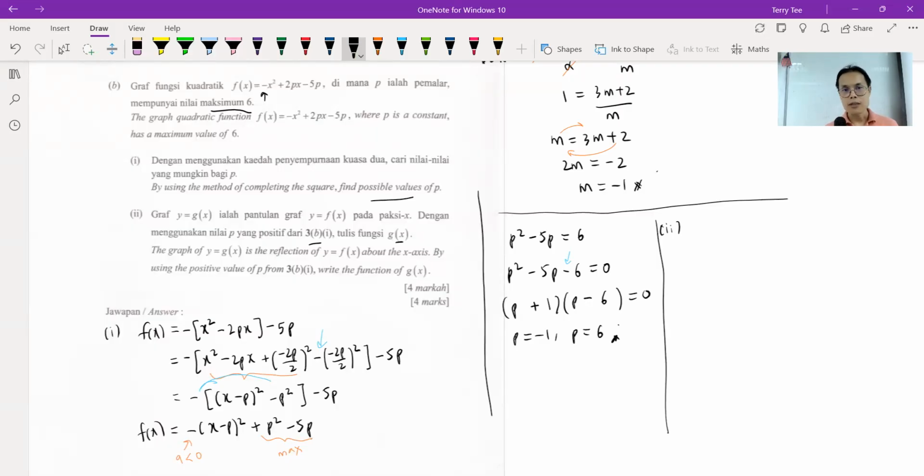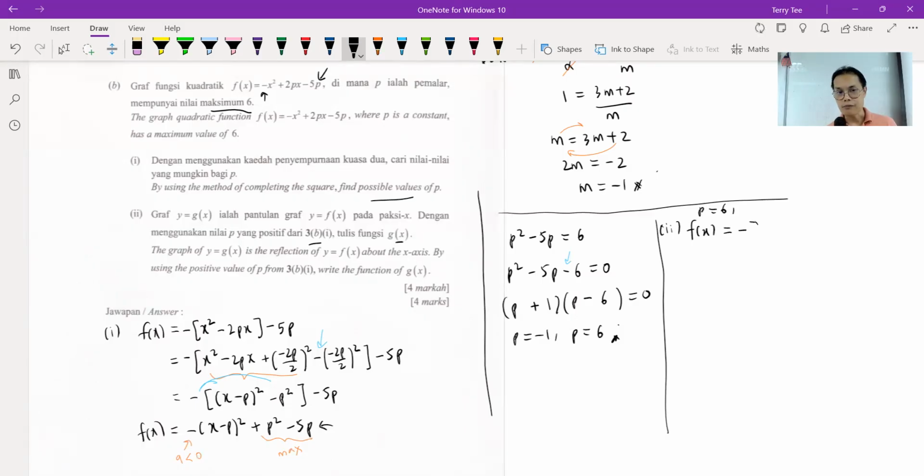Okay, for the function fx, we already have it. Actually, we can use either the first function here or the second one that we have already completed, the square. So we can only take the positive value. So we're going to take p equals 6. We start inside fx.